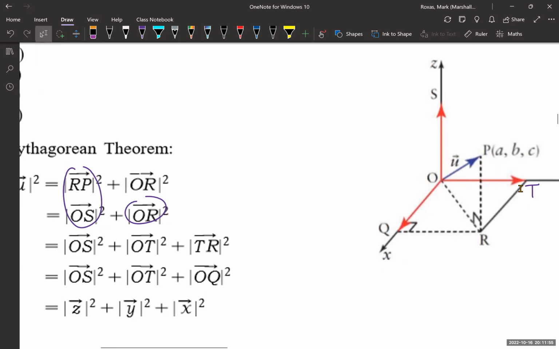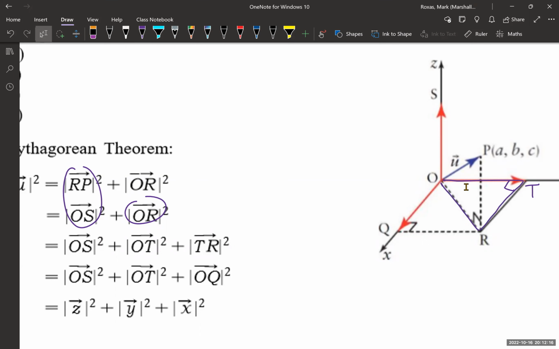Plus T to R, right? And these two are 90 degrees to each other. So the vector along the y-axis and the one parallel to the x-axis, the x and y-axes are 90 degrees to each other. So that's a 90-degree triangle right there. So the triangle I'm talking about is this one right here.